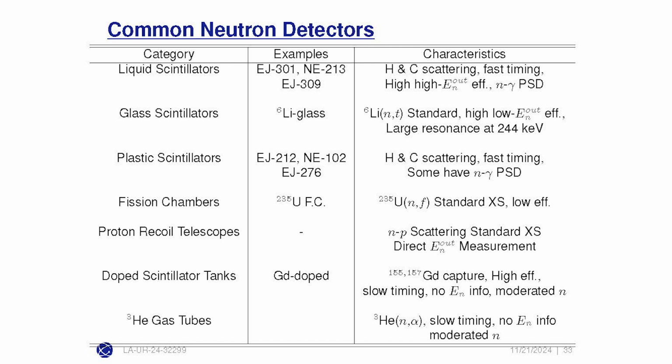So these are generally good for higher energy neutrons, and they have n-gamma PSD capabilities, so you have, up to some limits, the ability to separate out neutrons and gamma rays. So that also makes them really attractive.